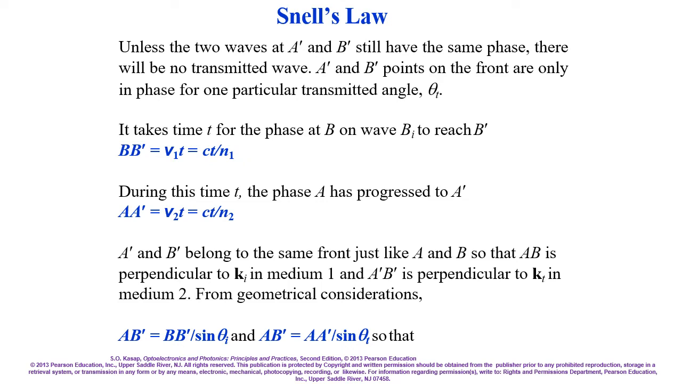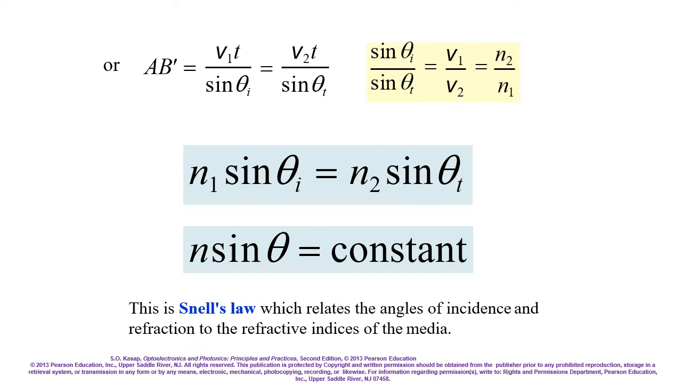A prime and B prime belong to the same front, just like A and B, so that AB is perpendicular to Ki in medium 1 and A prime B prime is perpendicular to Kt in medium 2, where K are the wave vectors. Considering the geometry, we get these equations: AB prime equals BB prime divided by sine theta i, and AB prime equals AA prime divided by sine theta t, so that AB prime becomes V1t divided by sine theta i, which equals V2t divided by sine theta t. The ratio of sine theta i to sine theta t becomes N2 by N1.